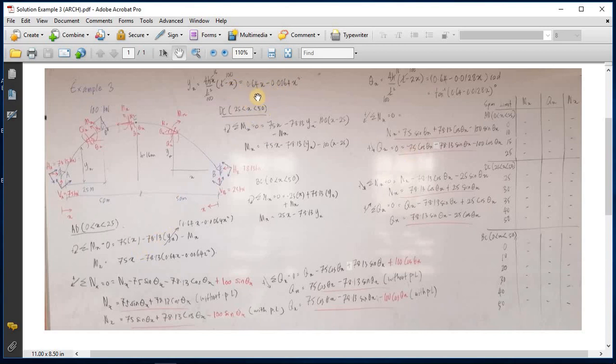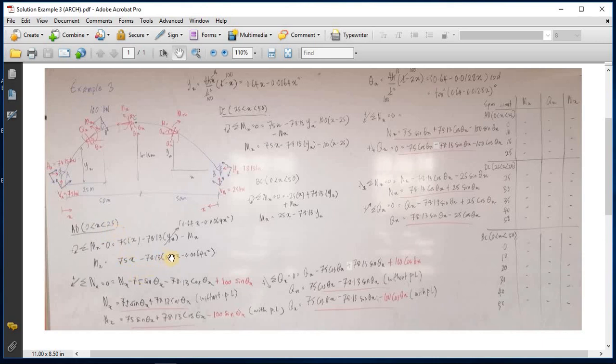We will use this formula at every range. This makes the equation flexible for any position x in the arch. You just simply replace this y with the equation that we have formulated. By simplifying, you can see that we have the equation of moment, and this equation of moment is flexible for any point along 0 to 25 meter.